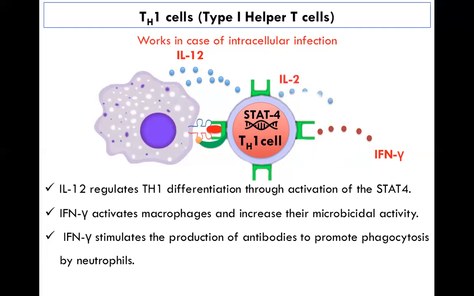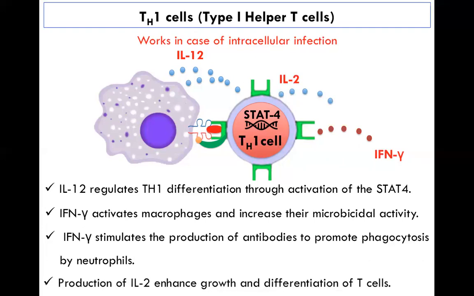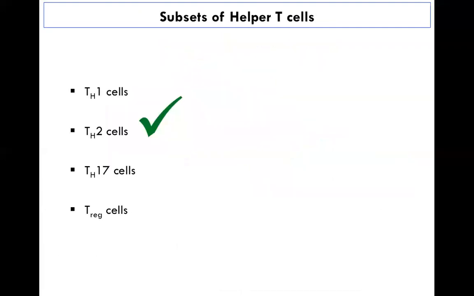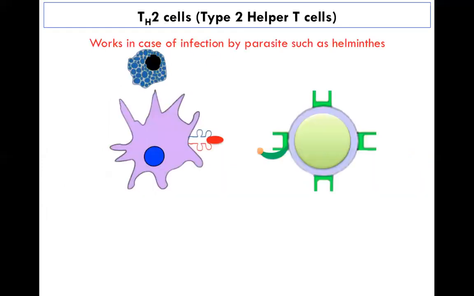Another cytokine also secreted by these cells is interleukin 2. So what does it do? The production of interleukin 2 enhances the growth and differentiation of T cells. As a result, further T cells get differentiated when they know that there is an intracellular infection. So now we have an understanding of how the TH1 subset works. Let's talk about the TH2 cells, how the TH2 cells work. Basically, they work in case of infection by parasites such as helminths.